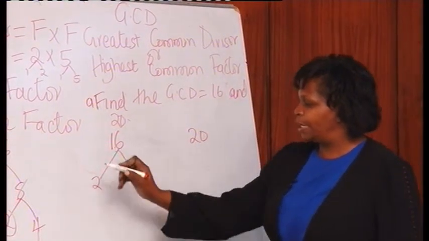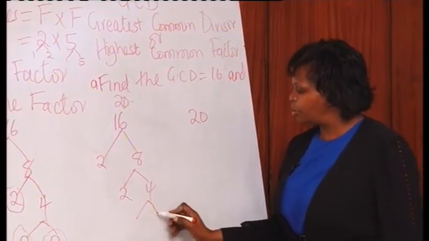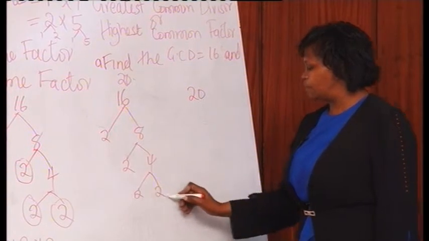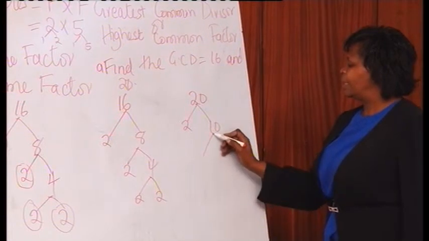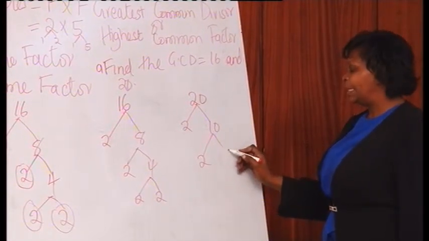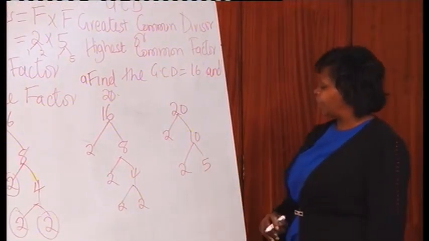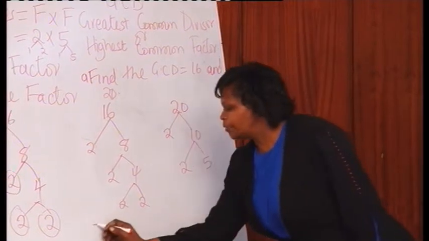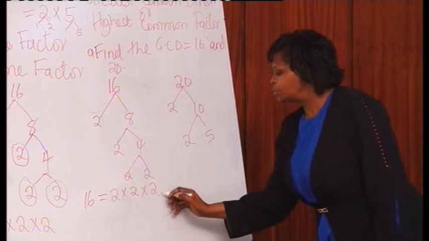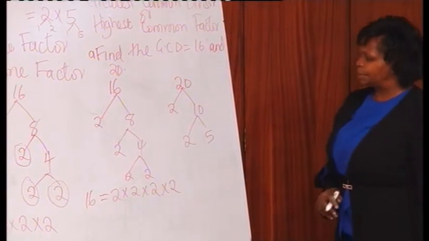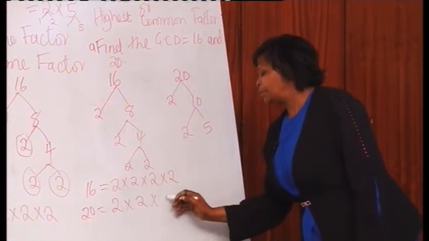So I divide by 2, and we found that this is 8. Then 8 divided by 2 will be 4, and 4 divided by 2 is 2. Then here, 20 divided by 2 is 10. Then 10 divided by 2 is 5. And since we had said that 5 is a prime factor, then we'll add there. Then we'll come here and write that 16 has 2 times 2 times 2 times 2 as prime factors, and then 20 will have 2 times another 2 and times 5.